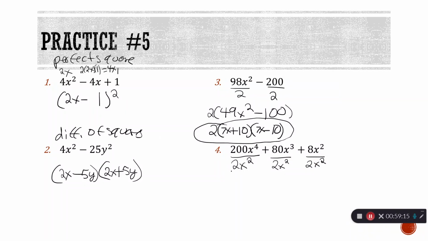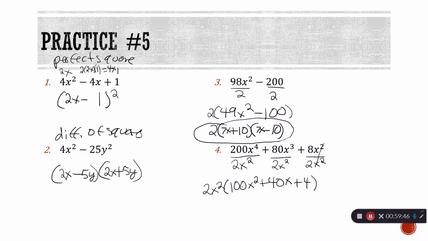Okay, so 200 divided by 2 is 100, a perfect square. x to the fourth divided by x squared is x squared, which, mind you, x to the fourth is a perfect square, but we want to get it all the way down. 80x divided by 2 is 40x. We get down to an x, and 8 divided by 2 is 4, and those cancel out.